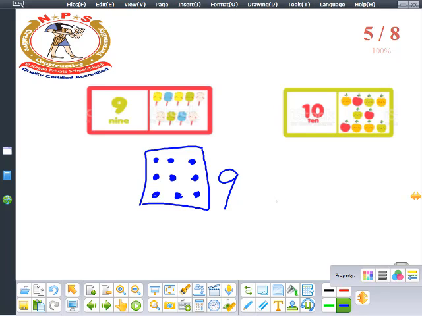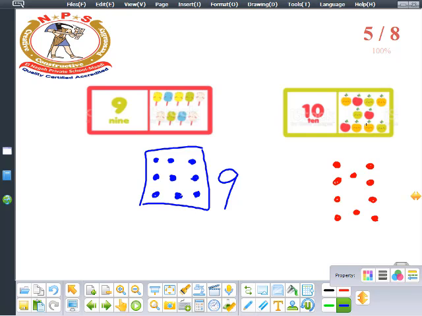Let's remember it together. 1, 2, 3, 4, 5, 6, 7, 8, 9, 10. So here we have 5 and 5. 5 up, 5 down. So all of them are 10. We know number 10 when we find 5 up, 5 down, or when we find 4 up, 4 down, 2 in the middle. We know the quantity of 10.